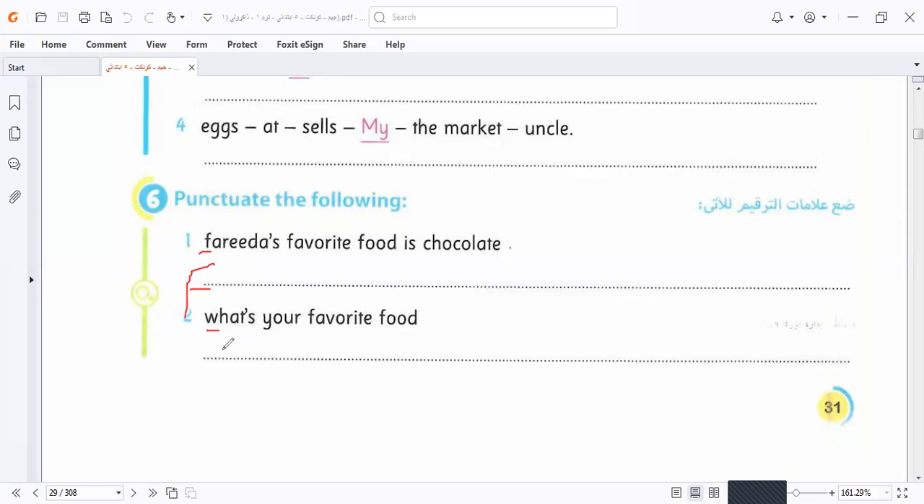Here we have what? What here is a keyword question. So it must be written in a capital letter, because it is at the beginning of the sentence. And here we have a question mark. Why do I put a question mark? Because it's a question form, so we must put the question mark here. And here we have Farida with F written in a capital letter, and a full stop at the end of the sentence.